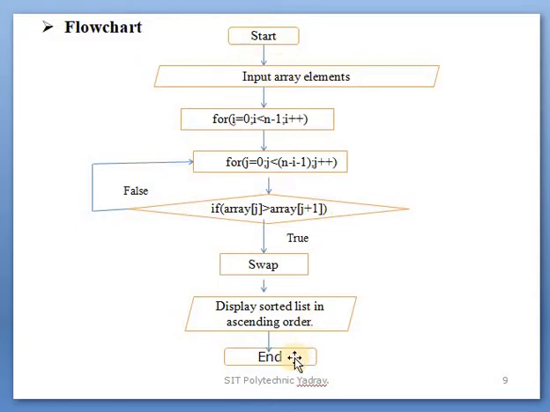First, start and end have one symbol. Input and output have another symbol. For decision making, the diamond symbol is used. When processing is done, the rectangle symbol is used. These are the symbols used. And when we flow the data, then the arrow symbol is used.